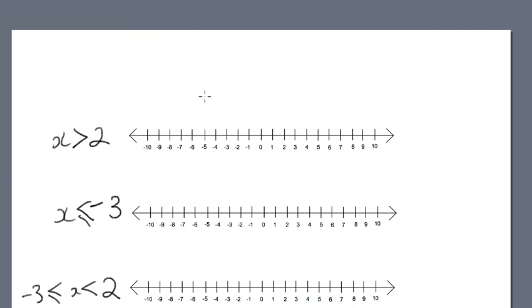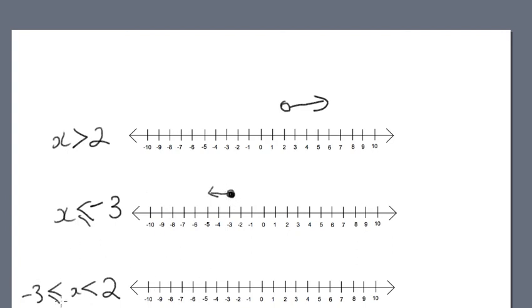x greater than 2 basically says we want all of the values above 2 on the number line, not including 2. The way we denote that is we have a hollowed out circle and all the values greater than it. That's the way we indicate that on a number line. So it's saying all the values greater than 2, not including 2. For a less than or equal to, we take all the values of -3, including it, that are less than it. So we want all the values less than -3, including -3 itself.